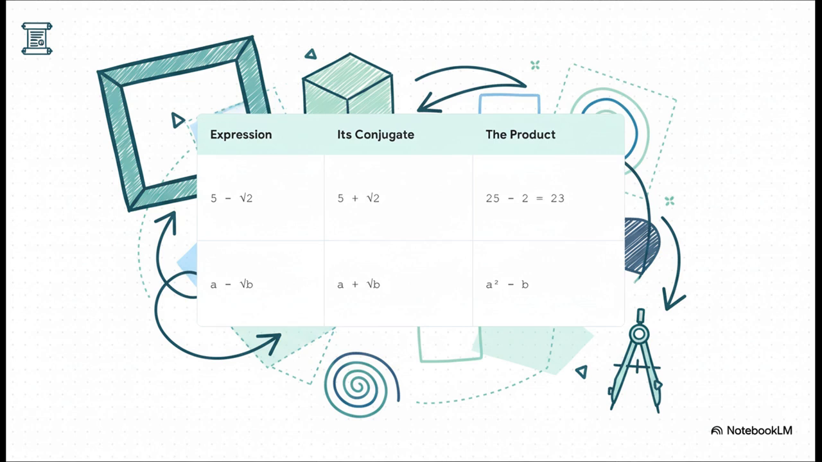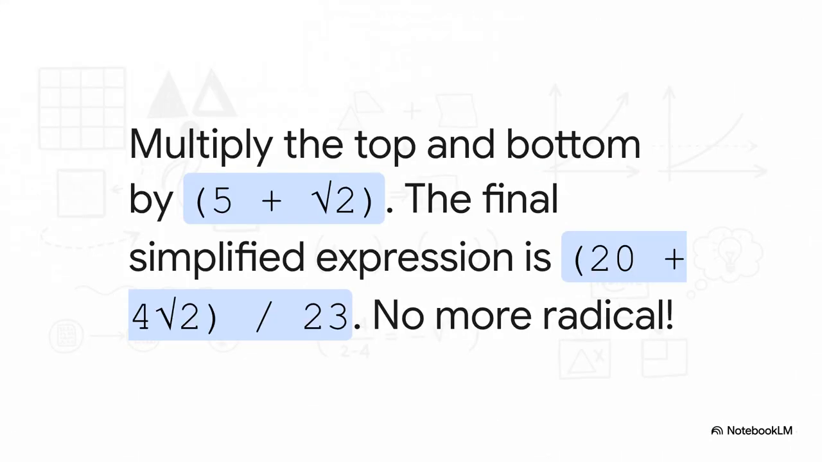And here's where the magic happens. When you multiply something by its conjugate, the middle terms cancel out, and poof, the radical disappears, leaving you with a nice, rational number. So, back to our problem, we multiply the top and the bottom by that conjugate, 5 plus root 2. The bottom becomes 25 minus 2, which is just 23. The top becomes 4 times 5 plus 4 times root 2. And just like that, we're done. The radical is gone from the denominator.